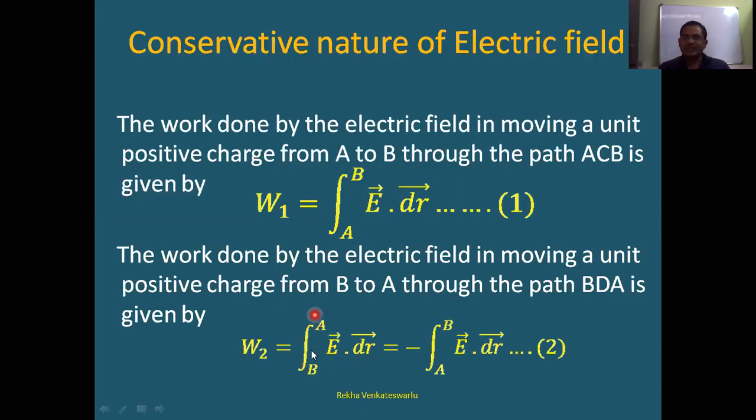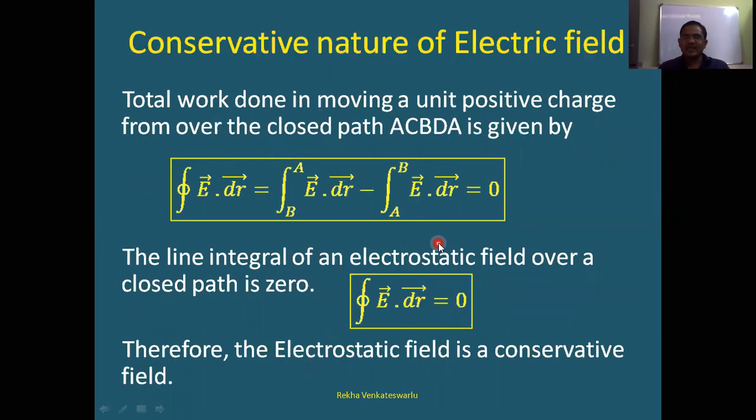By interchanging the limits, you can write minus integral a to b E bar dot dr bar. This is equation 2. Therefore, the total work done in moving the unit positive charge from A to B and again B to A, that is A, C, B, D, A, a closed loop. A, C, B is path 1 and B, D, A is path 2. The total work done can be written as the sum of these two integrals, W1 plus W2.